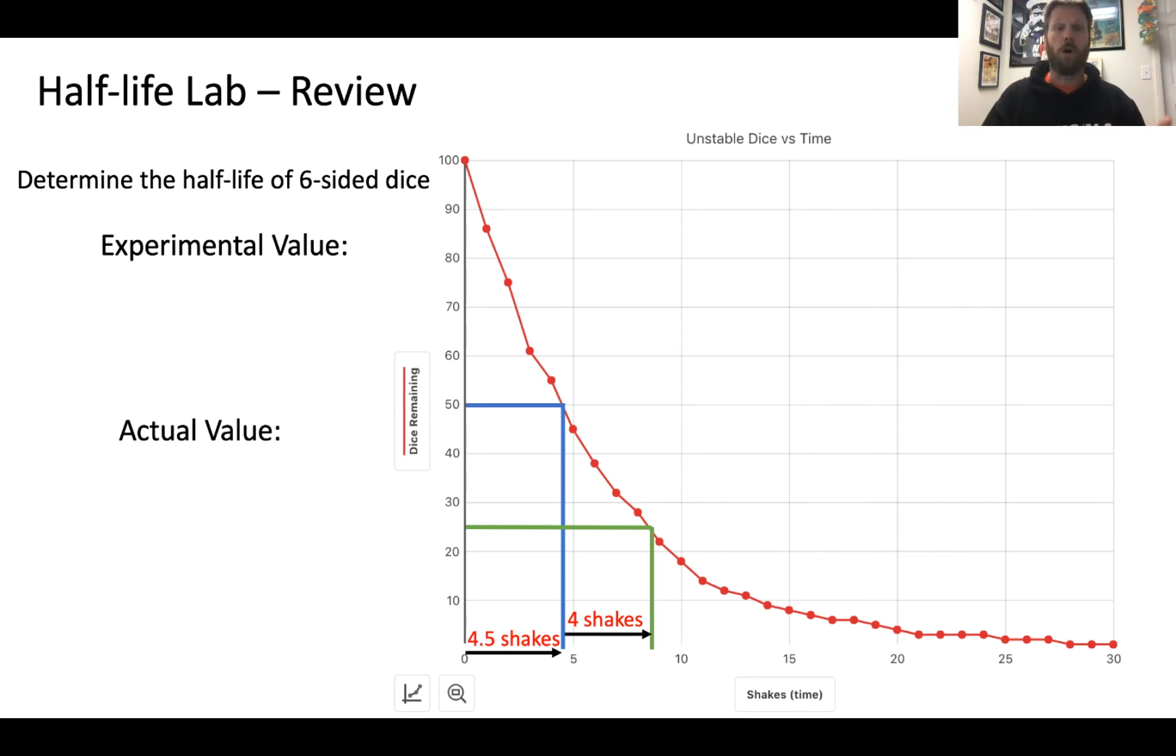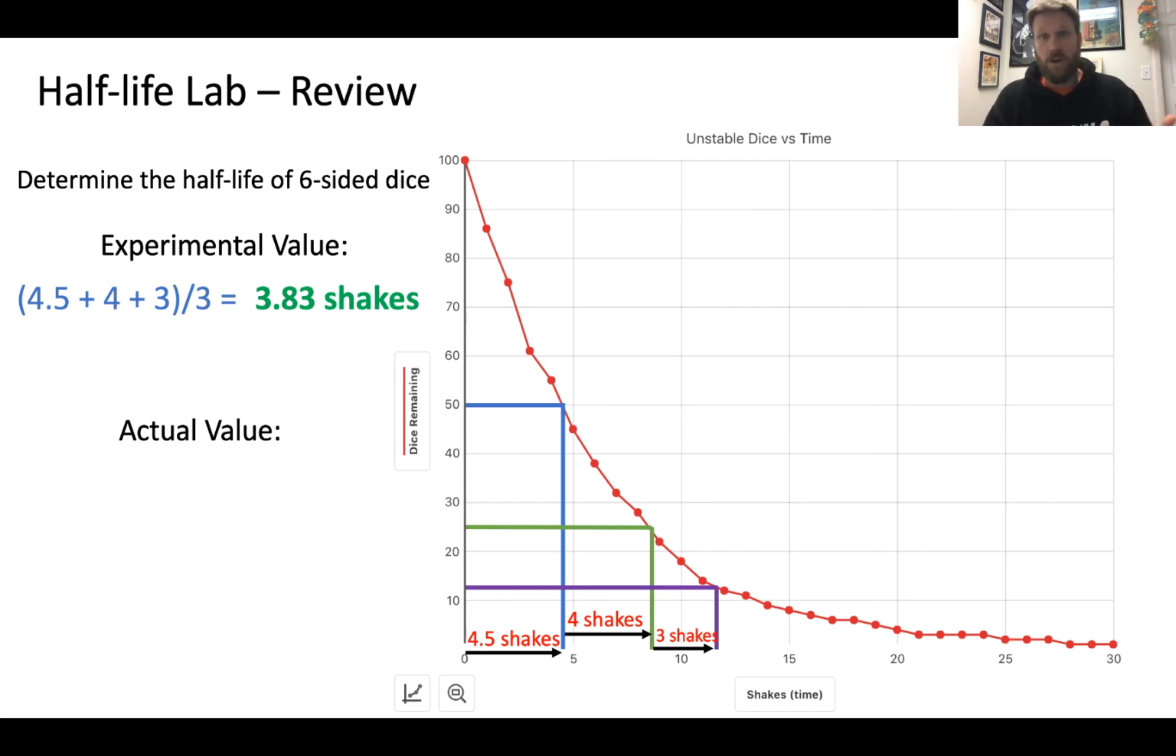Let's do one more. Half of 25 is 12.5. If I do the same thing, go to 12.5 dice remaining, read over to where it intercepts my graph, that's about 11.5 shakes. Well, I was at 8.5 shakes, now I'm at 11.5 shakes. That's 3 shakes. If I average those 3 half-lives together, 4.5 plus 4 plus 3, I get a half-life of about 3.8 shakes.